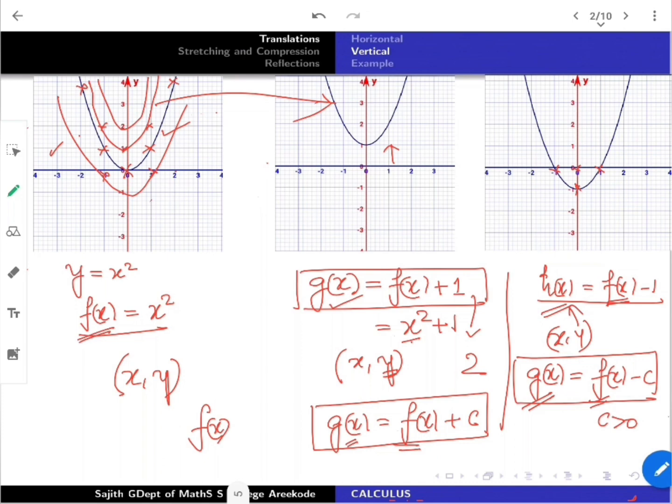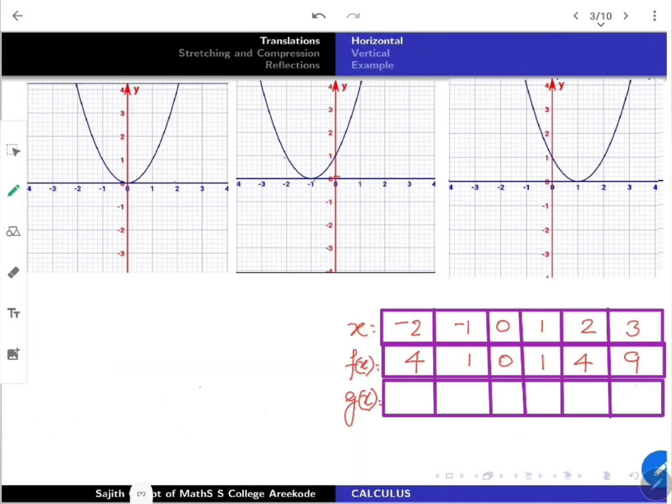These are the moral of the whole translation business, vertical. One can think about horizontal translations too. With the same example, y equals x square, that is f of x equals x square, the typical values one can write down, x and f of x, the table.